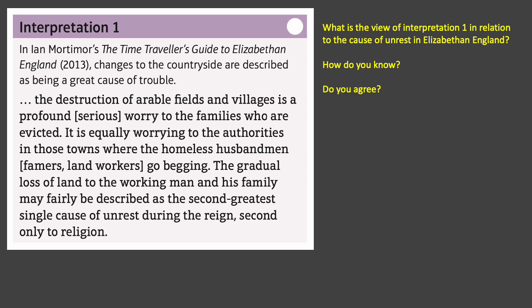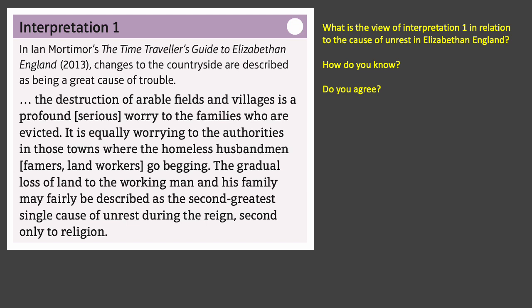All right, so I think it's quite clear that this interpretation is essentially saying that the reason for the unrest in England is because of the rise of poverty. Really, he's saying only second to religion, and I do agree with that. You can pick a sentence. I can tell this because it says the gradual loss of land to the working man and his family may fairly be described as the second greatest single cause. It's equally worrying, the rise of homelessness, begging and things like that. It all comes down to this growing population.